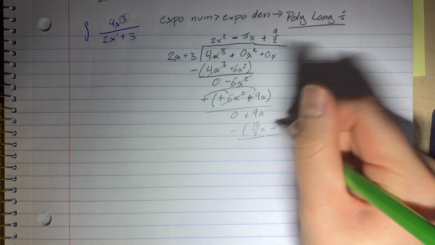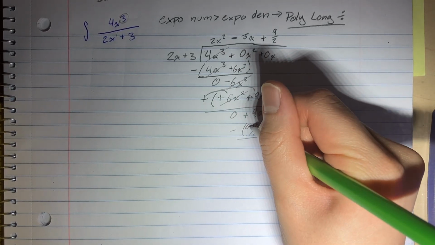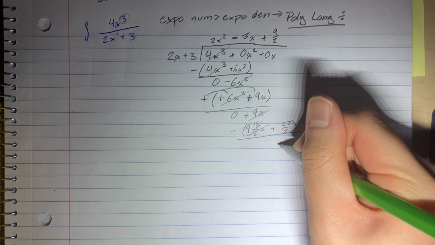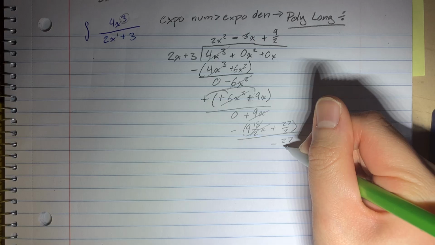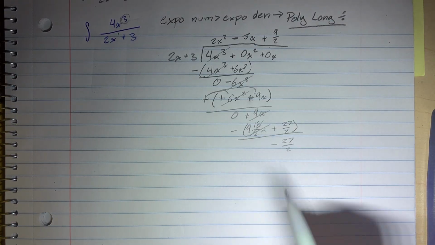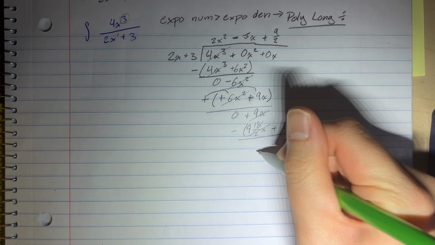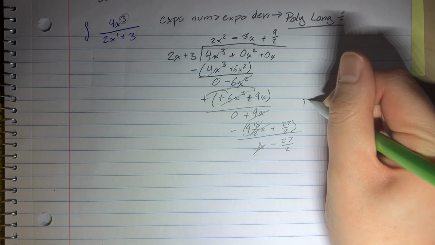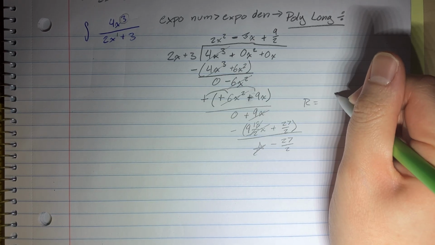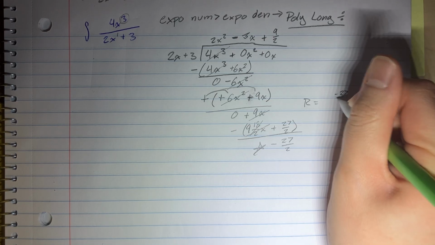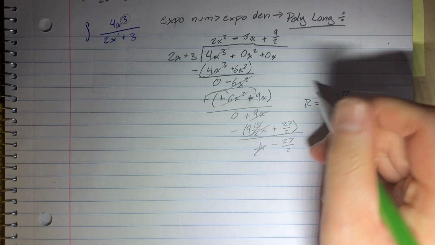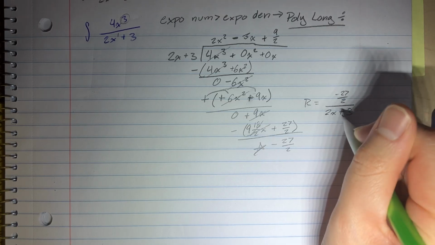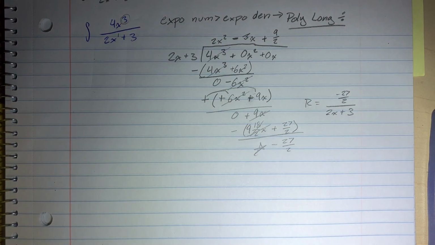And all subtracted. This cancels out because 18 divided by 2 is 9. 9x cancels out with the 9x up here, and we're left with negative 27 divided by 2. That is our remainder. And remember, remainders are fractions. So our remainder is going to be negative 27 divided by 2, divided by our denominator, right? Because it's just a fraction. So 2x plus 3. Awesome.